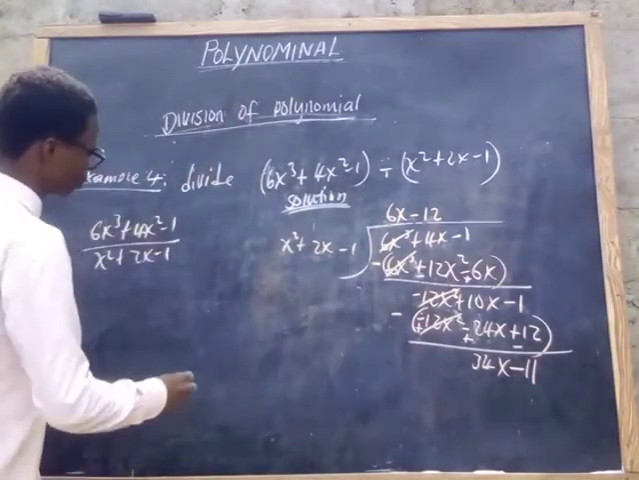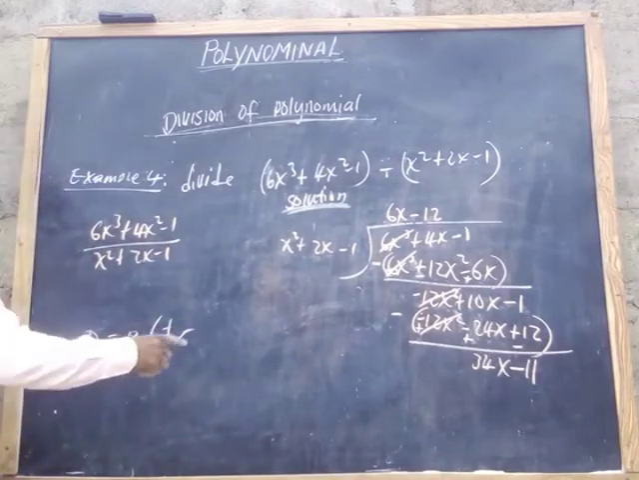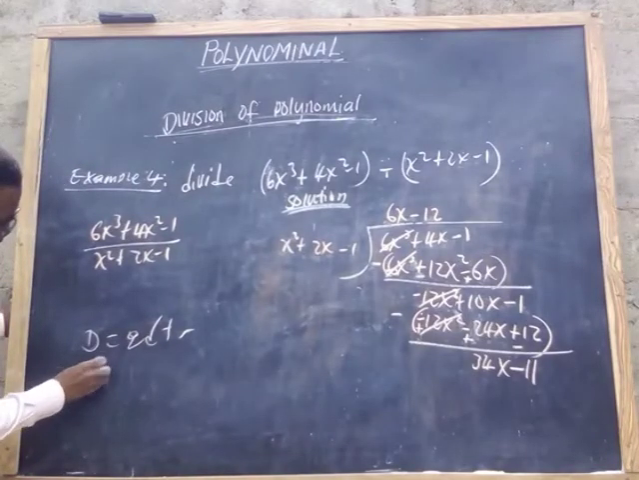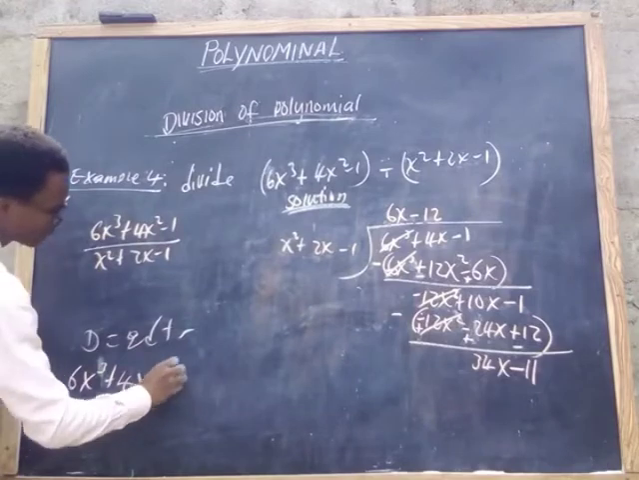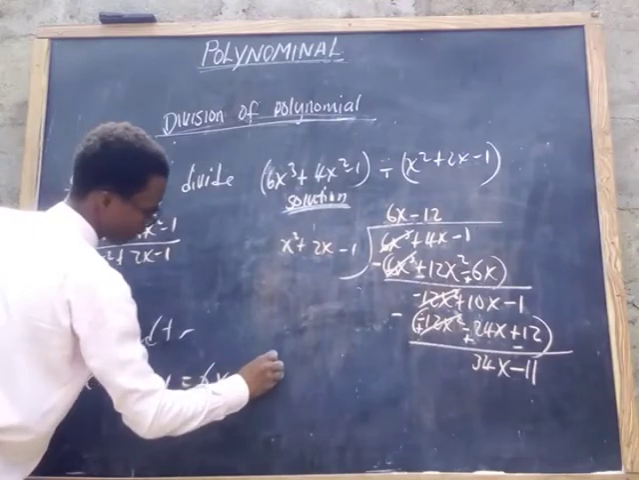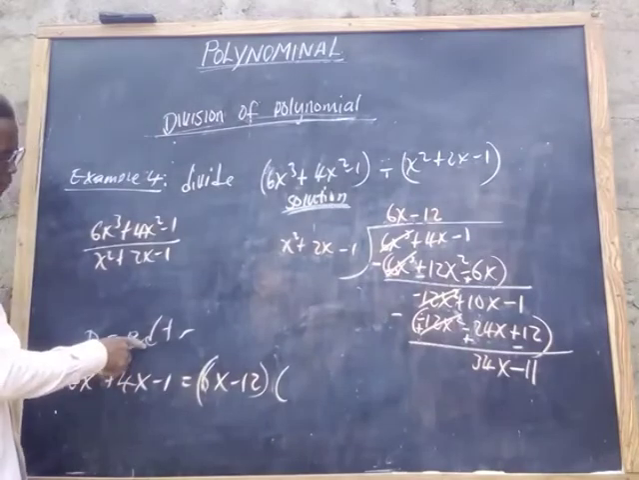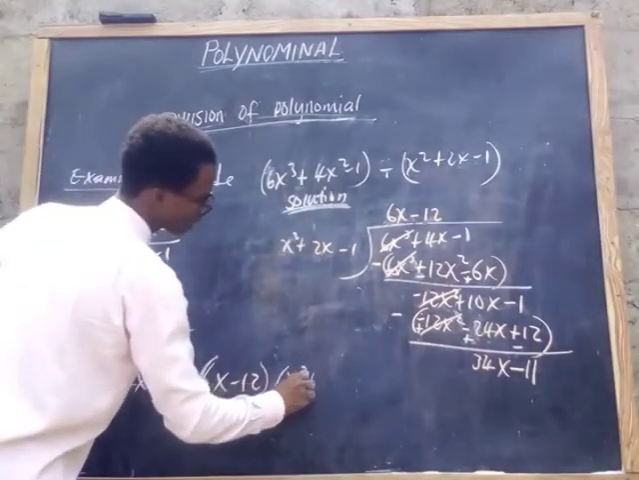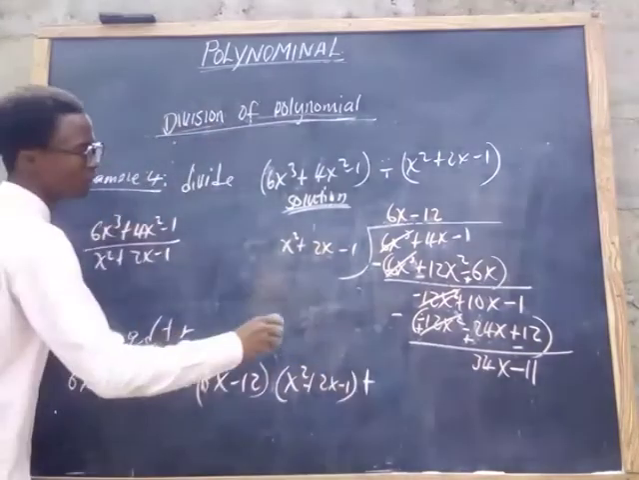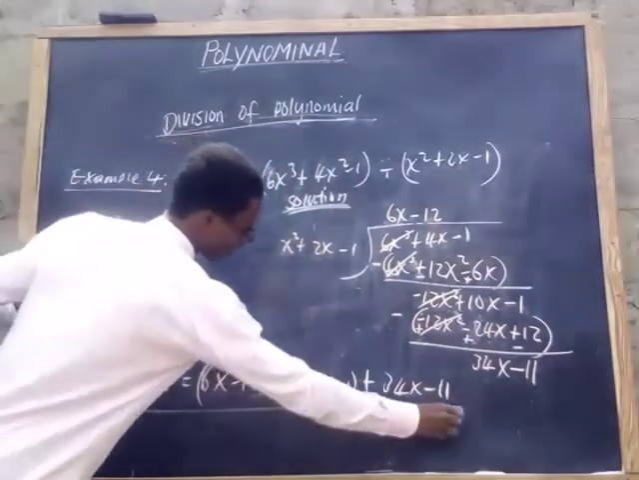So how are you going to solve it? You say D is equals to QD plus R, right? So what is D? It is the one that is inside: 6x square plus 4x minus 1 equals to, what is this? The quotient, the one that is up: 6x minus 12. You see, you bracket them. What is D? The divisor: x square plus 2x minus 1, plus what is the remainder, which is 34x minus 11. So this is your answer.